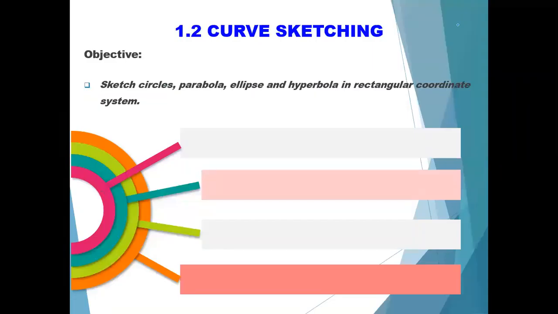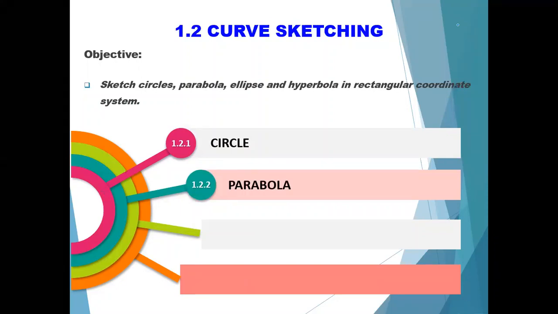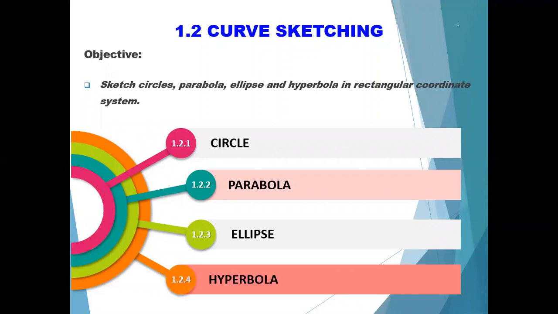Alright, so let's see the second subtopic of chapter 1, which is curve sketching. Okay, so in curve sketching, you are going to learn how to sketch a conic section. So they are a circle followed by a parabola, and then you are going to learn ellipse, and also you are able to learn hyperbola. Okay, so they are all in rectangular coordinate system, ataupun kita panggil Cartesian coordinate system lah.